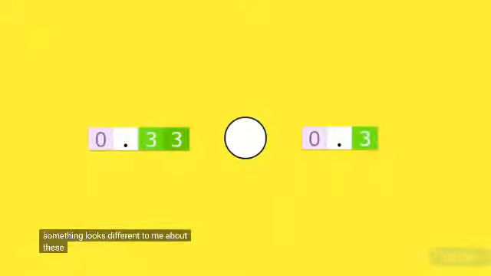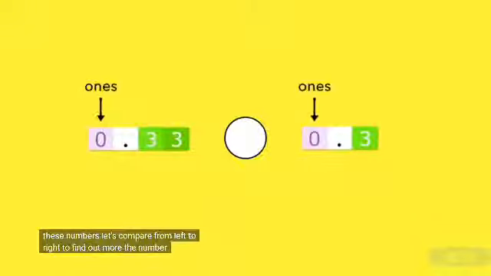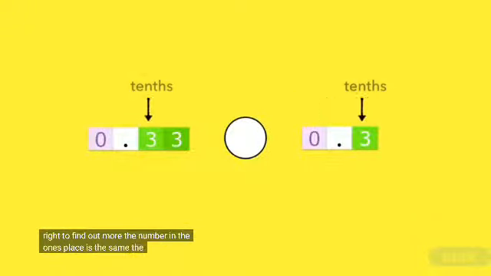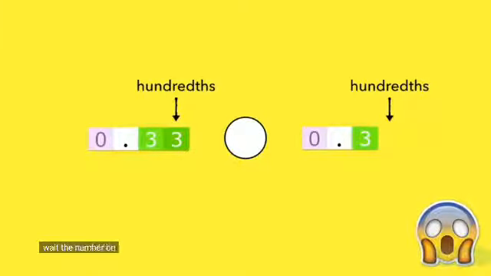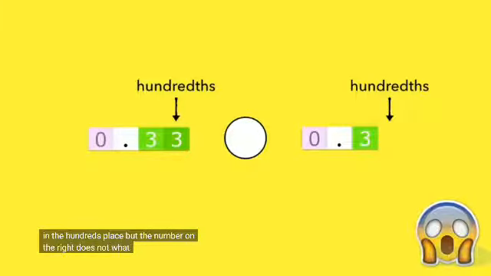Something looks different to me about these numbers. Let's compare from left to right to find out more. The number in the ones place is the same. The number in the tens place is the same. Wait! The number on the left has a digit in the hundreds place, but the number on the right does not. What can we do? Since it is at the end, after the decimal point, we can write in the number that means nothing. 0. Now we can tell that the number on the left is greater.